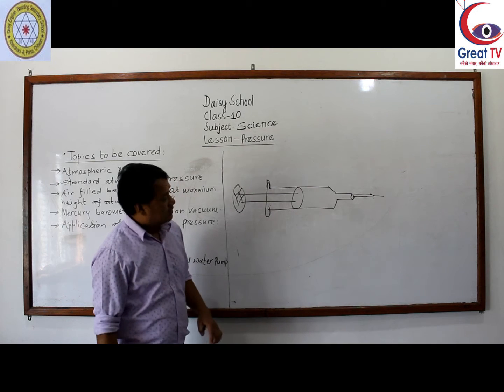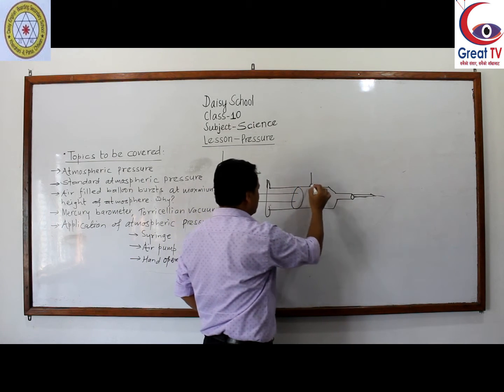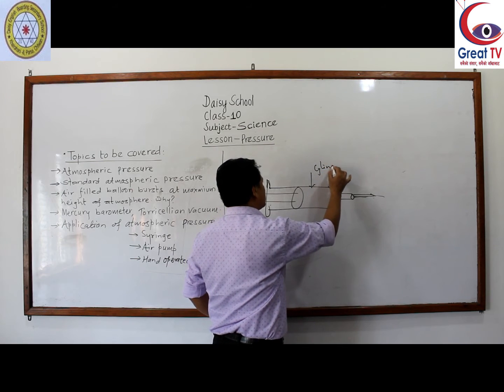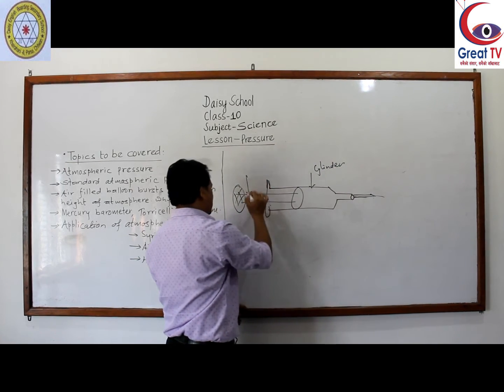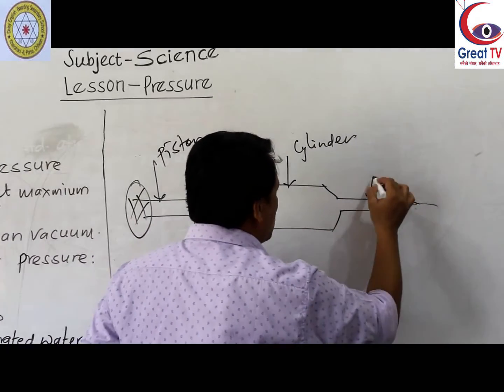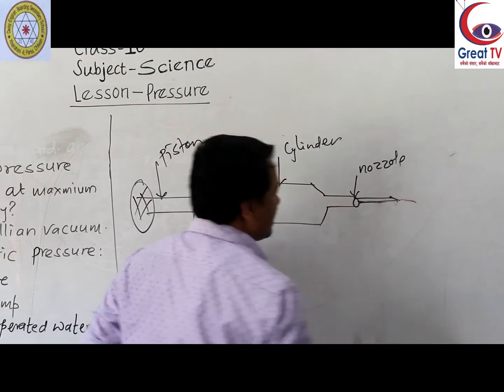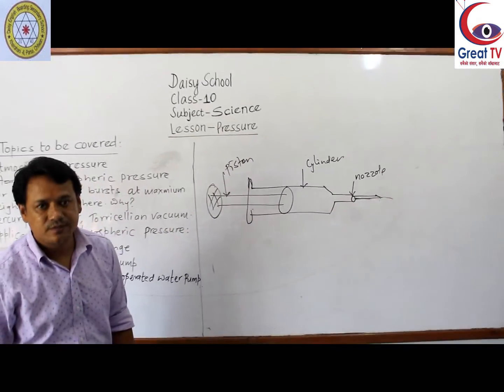So, syringe. A syringe consists mainly of 3 parts. It is called the cylinder. It's the piston. And this part is called the nozzle. And this one is the needle.